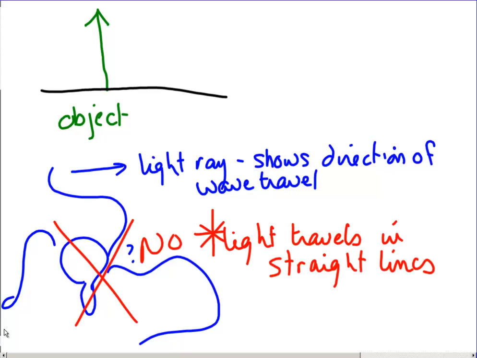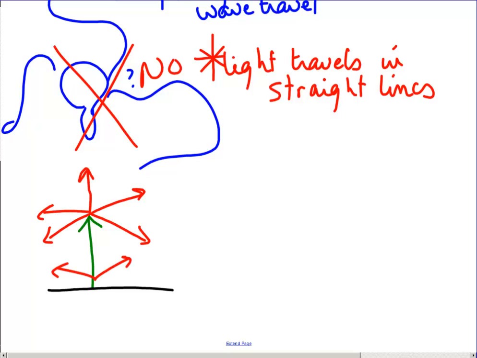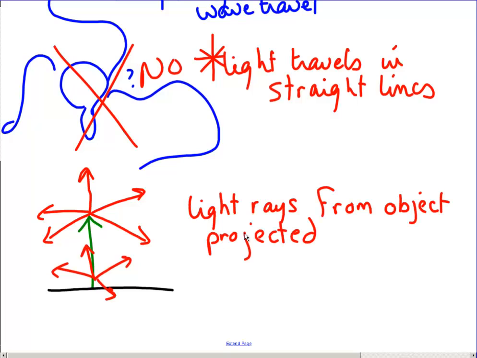Is that important, Kylan? Yeah. How can you tell? Yeah. I put a star by it. So yeah, light traveling in straight lines is a really important big picture idea. So I've got light going in straight lines. If I have an object, so here's my object, light rays are going to be emanating from all parts of the object in all directions. So I'm going to take my light rays in all directions from all parts of the object. Light rays from object projected in all directions.